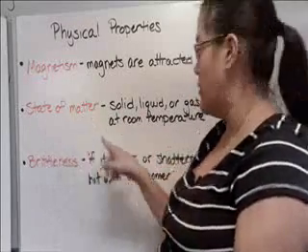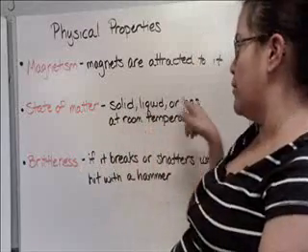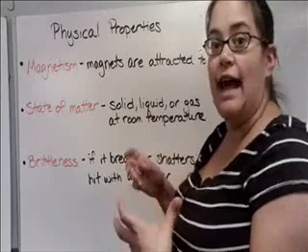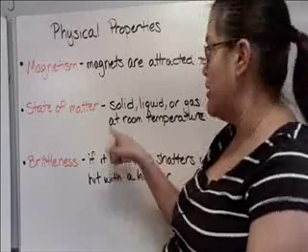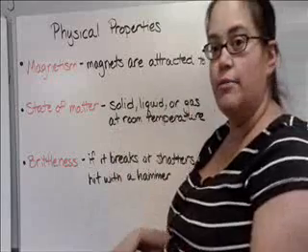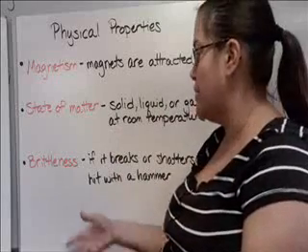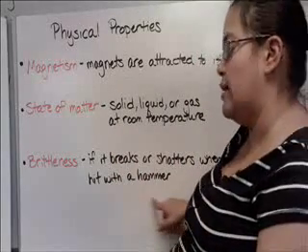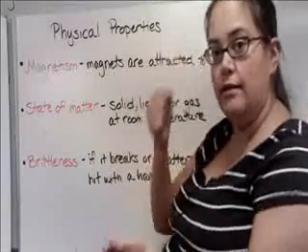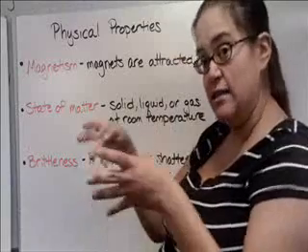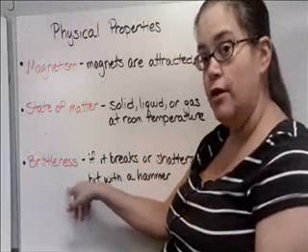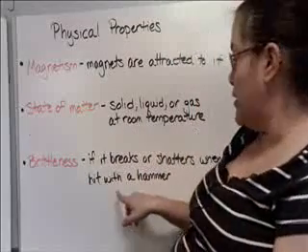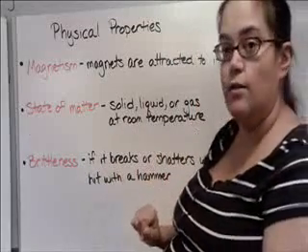State of matter. So at room temperature, is it a solid, liquid, or a gas? At room temperature, oxygen is a gas. At room temperature, iron is a solid. So we look and see, at regular temperatures, what state of matter is it? And then lastly, brittleness. If it breaks or shatters when it's hit with a hammer. So if you smack it with a hammer, does it just dent? That would be not brittle. Or does it break and shatter into pieces? That's brittleness.